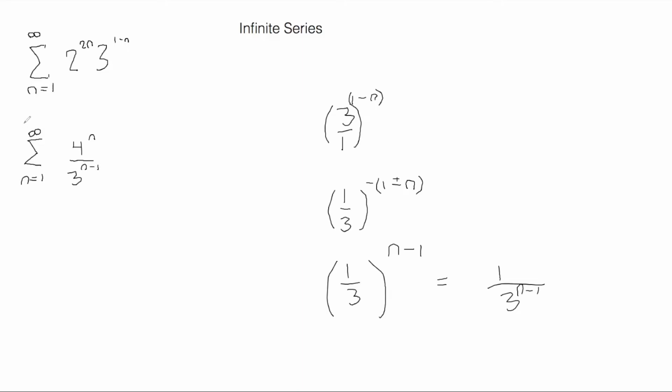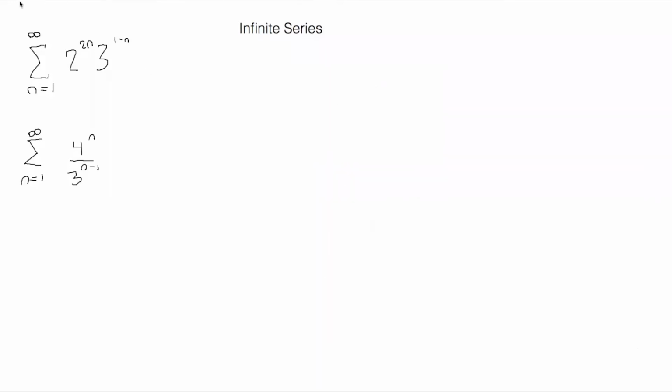But one thing we have to do first is make sure they have the same exponent. So notice how upstairs we have an exponent value of n, and downstairs we have an exponent value of n minus 1. So we have to do some kind of manipulation to make sure that the exponents are the same. We either want them both to be n or both to be n minus 1.